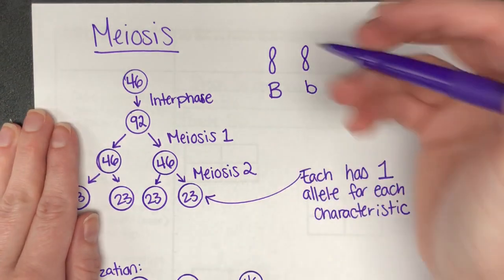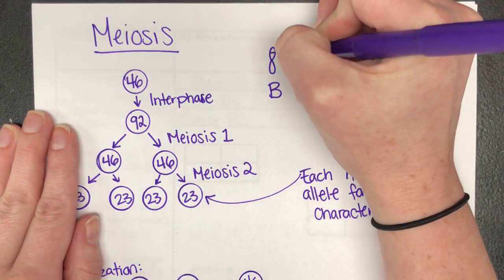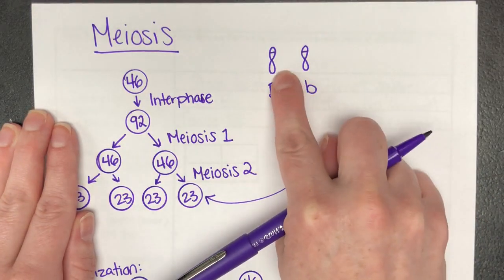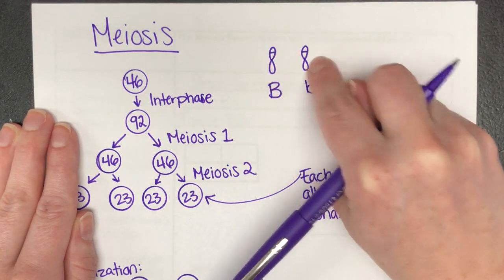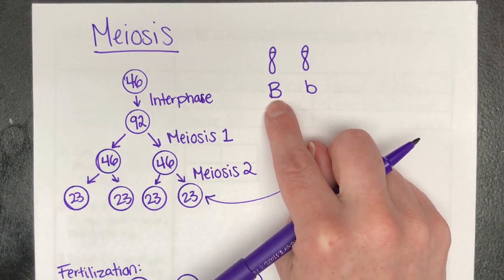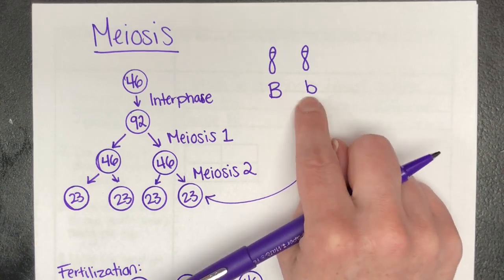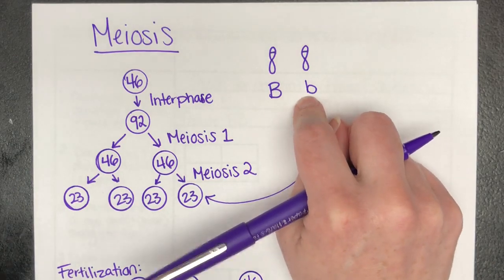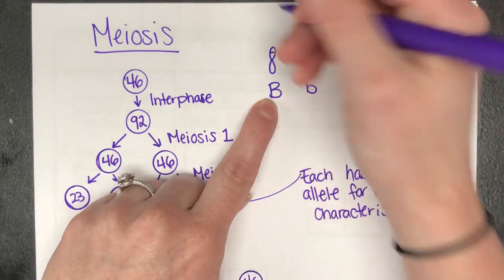Now remember, on each one of these chromosomes, you have a gene. So these would be homologous chromosomes. Here would be your gene. And you can have different alleles for the gene. So in this case, I'm using a big B for brown hair allele and a little b for a blonde hair allele. So during interphase, these are copied.